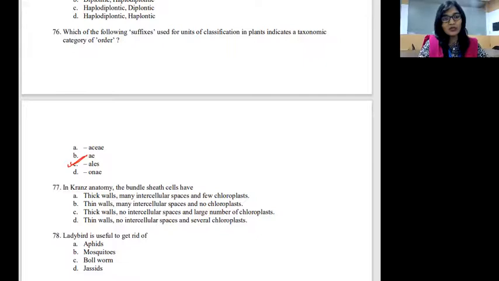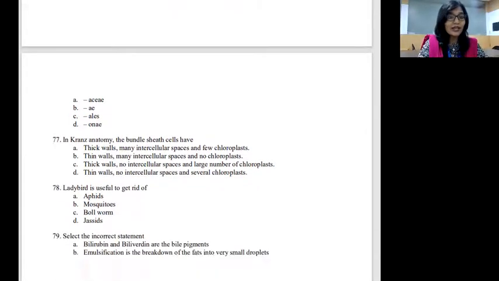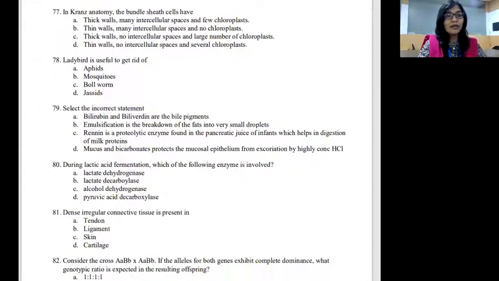In Kranz anatomy, which means they're talking about the C4 pathway like maize. Okay, so there are going to be two types of cells involved. One is going to be mesophyll cells. In C3, only mesophyll cells will be involved. In C4, mesophyll cells as well as the bundle sheath will be involved. So are they going to be thick walls or thin walls? Yes, they are thick walls. So suppose this is the vascular bundle, the bundle sheath is present. They are thick walled and they do not have any spaces. Do they have any spaces? No, they do not have it. And inside, if you see, they are going to have agranal chloroplasts, but the chloroplasts are going to be more in number. So the answer is going to be option C.